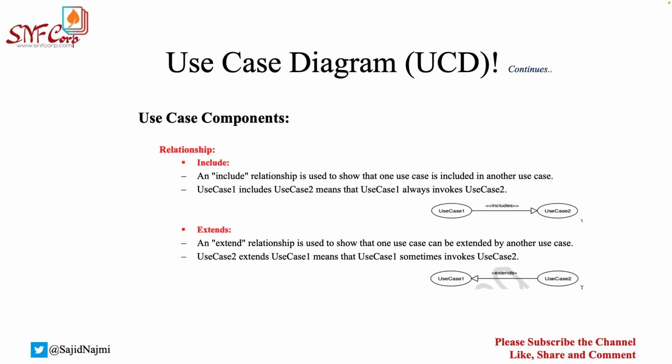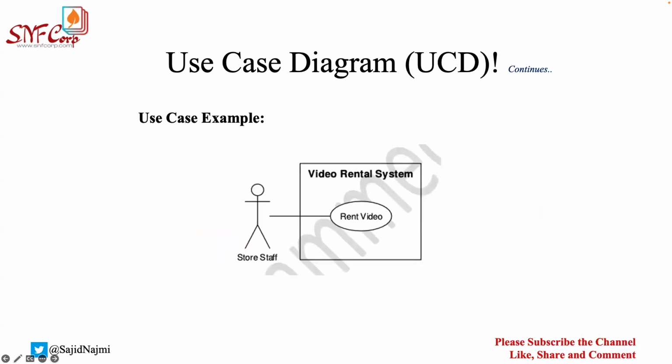Clear? You will understand more with the example. Let me show you the example. It's just like a simple use case. You've seen this is the actor, this is the system boundary. The system boundary is video rental system. I'm just trying to make one system boundary where a user can rent videos.